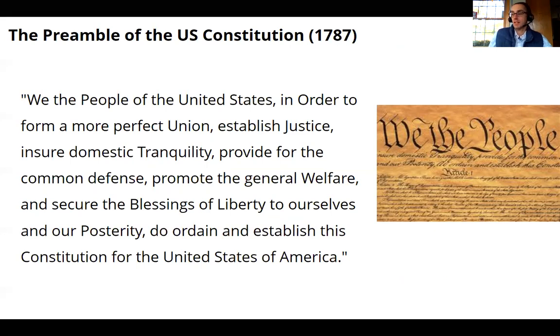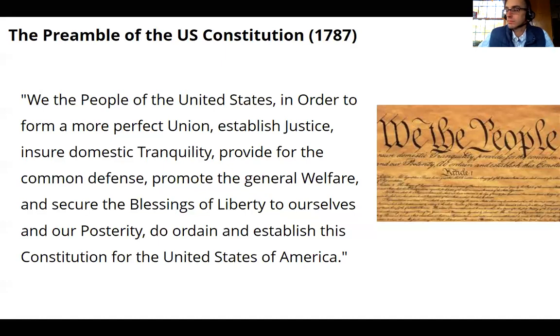We the people of the United States, in order to form a more perfect union, establish justice, ensure domestic tranquility, provide for the common defense, promote the general welfare, and secure the blessings of liberty to ourselves and our posterity. Posterity is like post, people that come after you, like your children, grandchildren. In order to do those things, we do ordain and establish this Constitution of the United States.